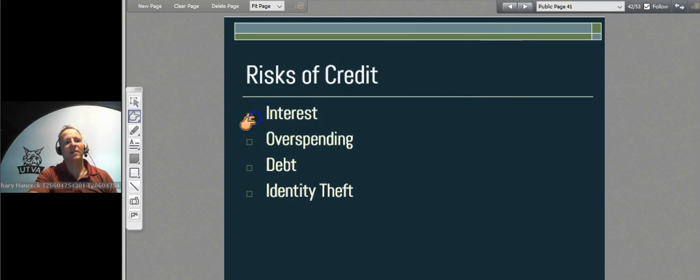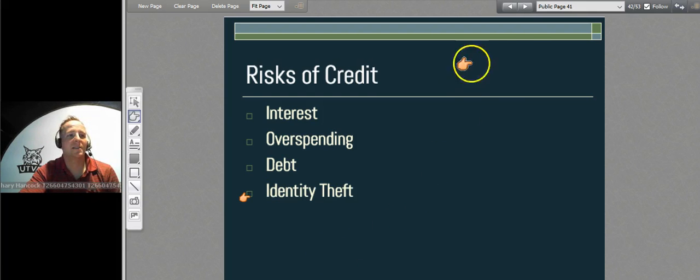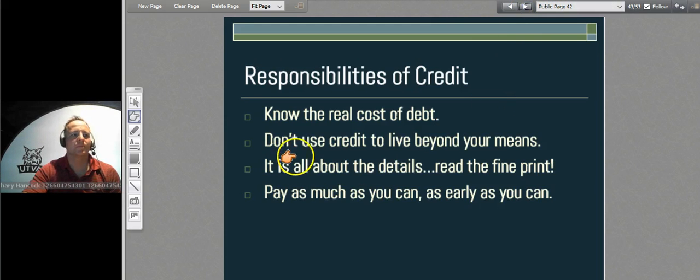Okay, some risks. So you have interest that comes in there, overspending. So if you're just swiping a card all the time, you never know how much you're spending. Okay, so you've got to just kind of watch that. You can go into a lot of debt, and then you also have identity theft. As I said, debit cards are what scares me with identity theft, and even writing checks these days, because at the bottom of the check you have your routing number and your account number. Anybody could get that and start trying to get into your account and start getting things from there. Okay, it's a little scary, and we're going to have a whole unit on identity theft. Okay, know the real cost of debt.